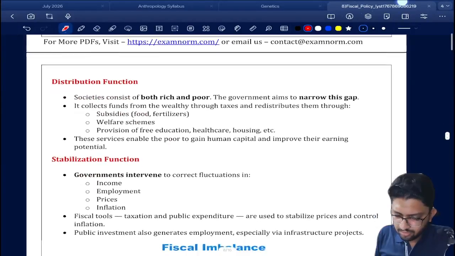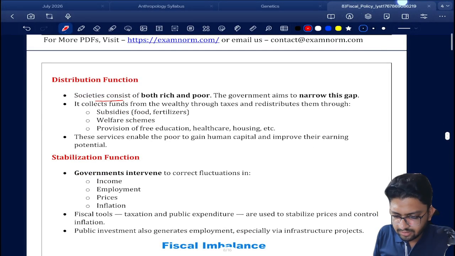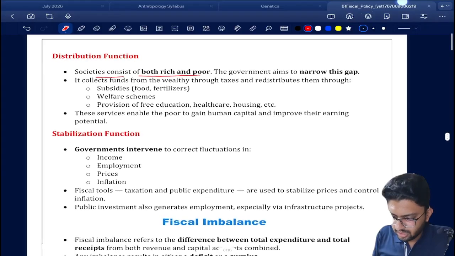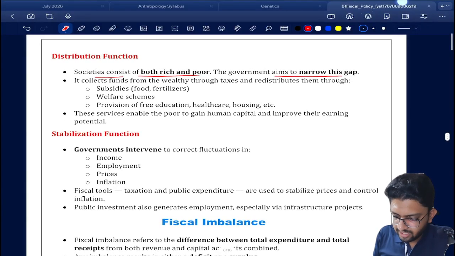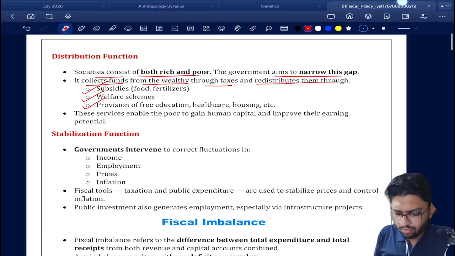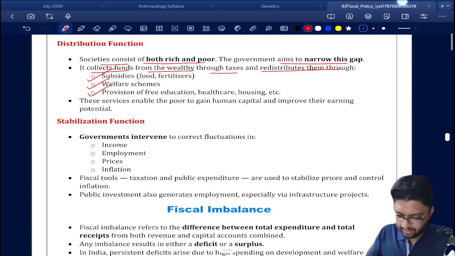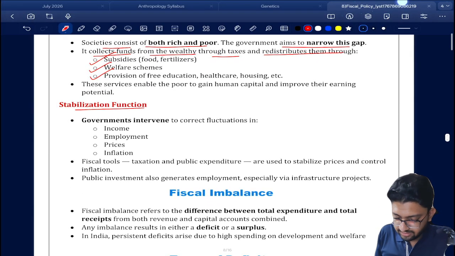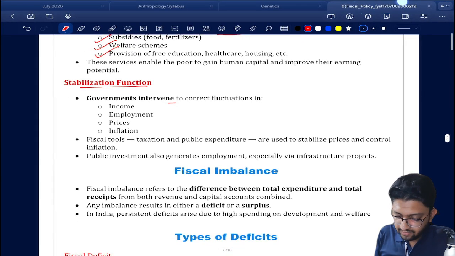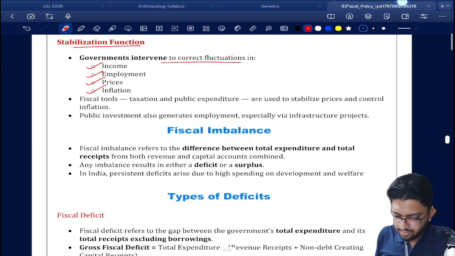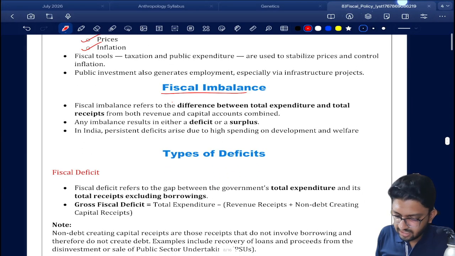Okay, distribution function. Societies consist of both rich and poor. Government aims to narrow this gap. It collects funds from the wealthy through taxes and redistributes them through subsidies, welfare schemes, provision of free education, and human capital development. Then we have stabilization function. Government intervenes to correct fluctuations in income, employment, prices, and inflation. Then we have fiscal imbalance.